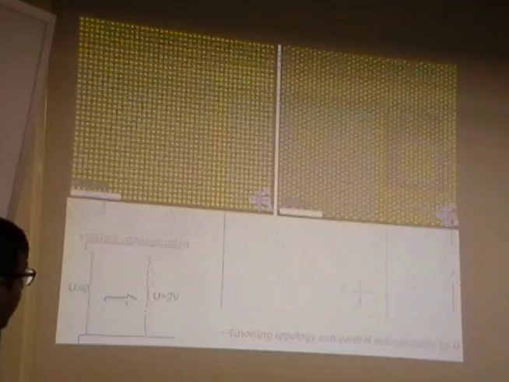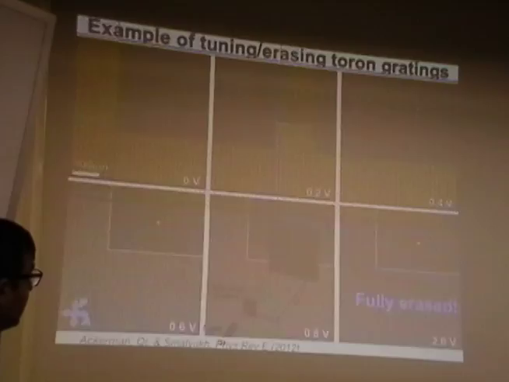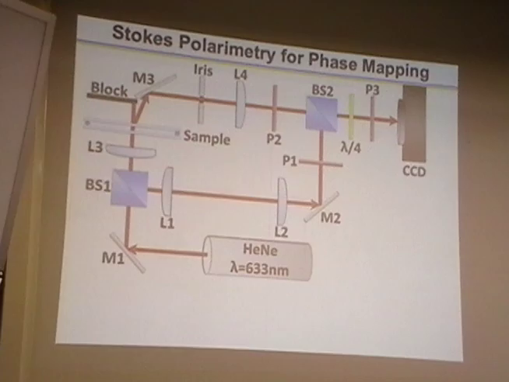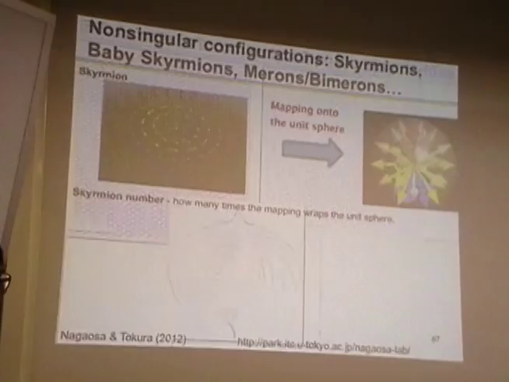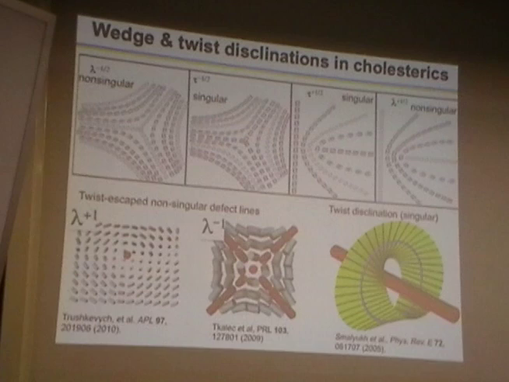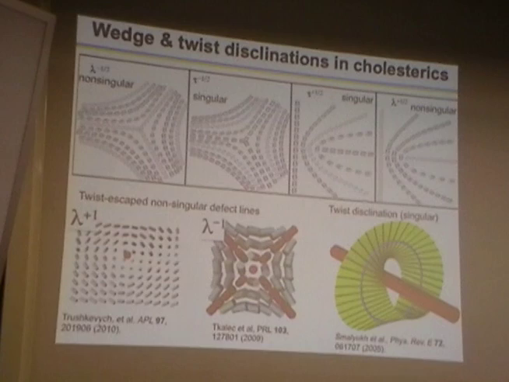So I see that I am running out of time, but next lecture I'll discuss with you crystals and quasi-crystals of such topological field configurations, how we can use them to generate optical vortices, and what's common between some of them and the skyrmions and many other interesting topological field configurations in ferromagnets and other physical systems. Okay, thank you, and you can still ask.